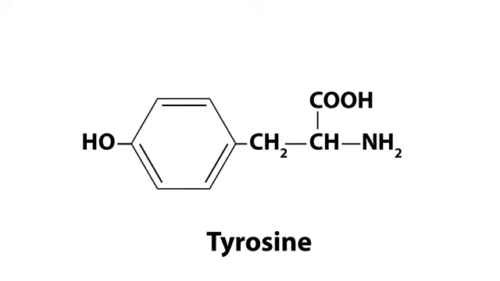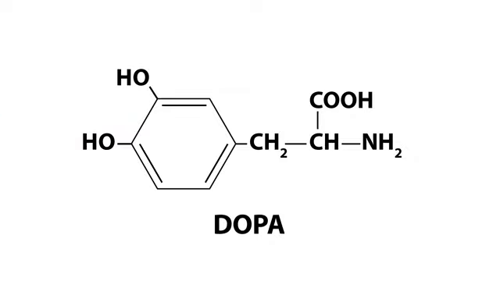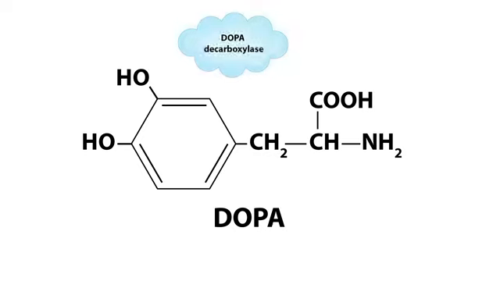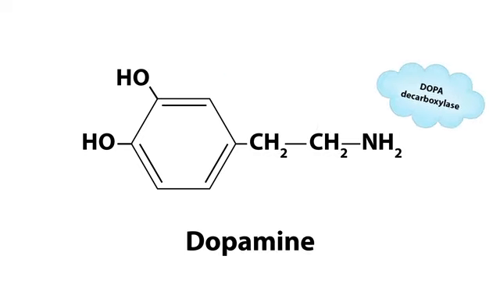So you've converted phenylalanine to tyrosine. Then the next enzyme is tyrosine hydroxylase, which adds another hydroxyl group to make DOPA. This also uses BH4. Now, DOPA stands for dihydroxyphenylalanine. So we started with phenylalanine, we added two hydroxy groups to get dihydroxyphenylalanine, or DOPA. The next enzyme is called DOPA decarboxylase, which removes a carboxyl group from DOPA, so you have dopamine.